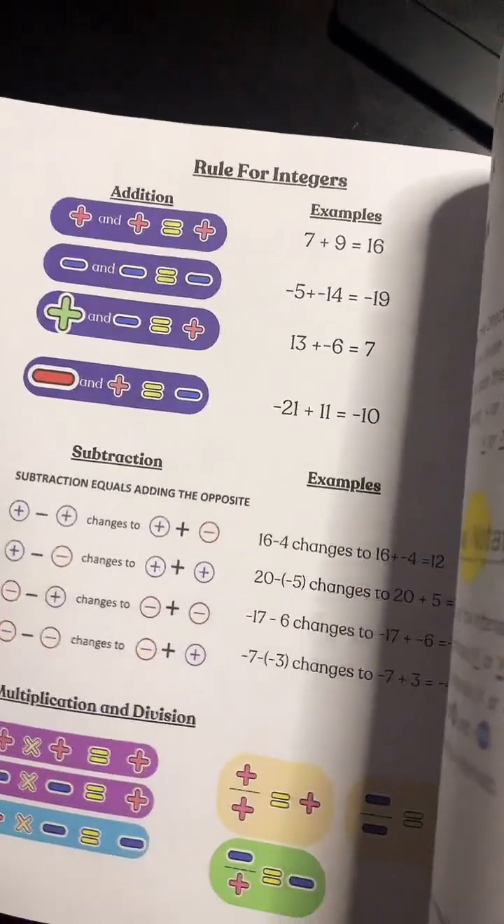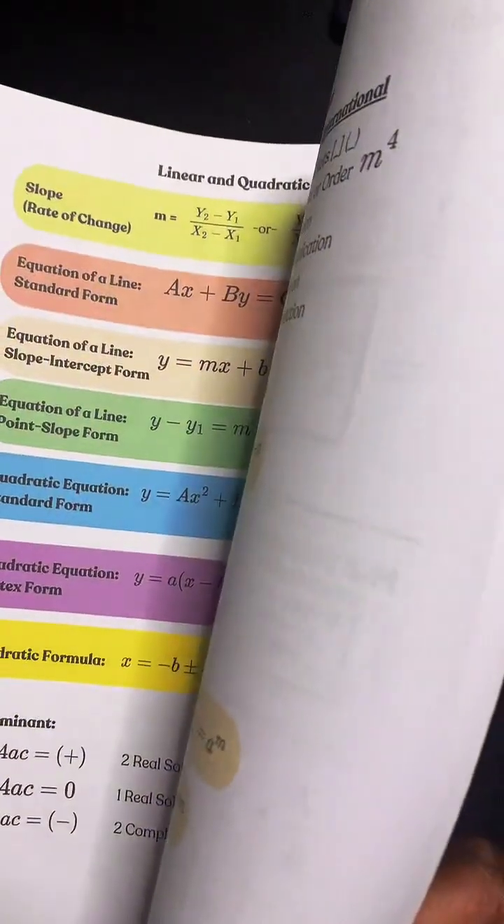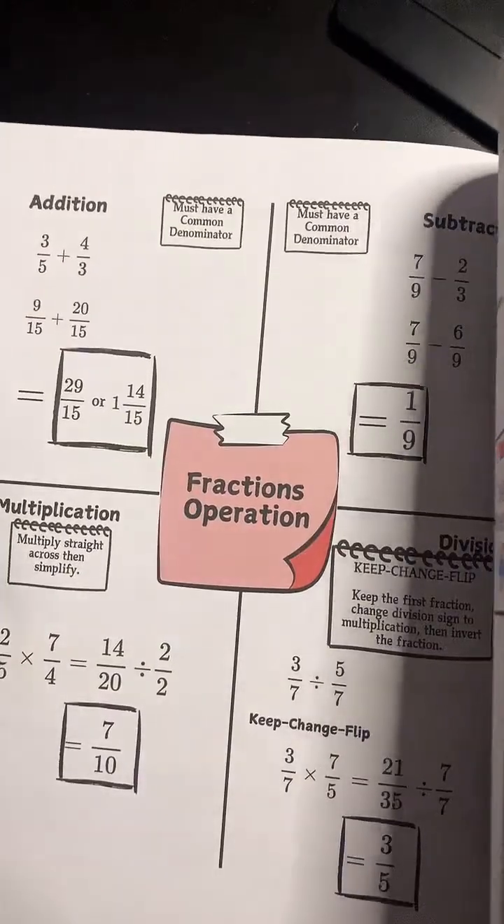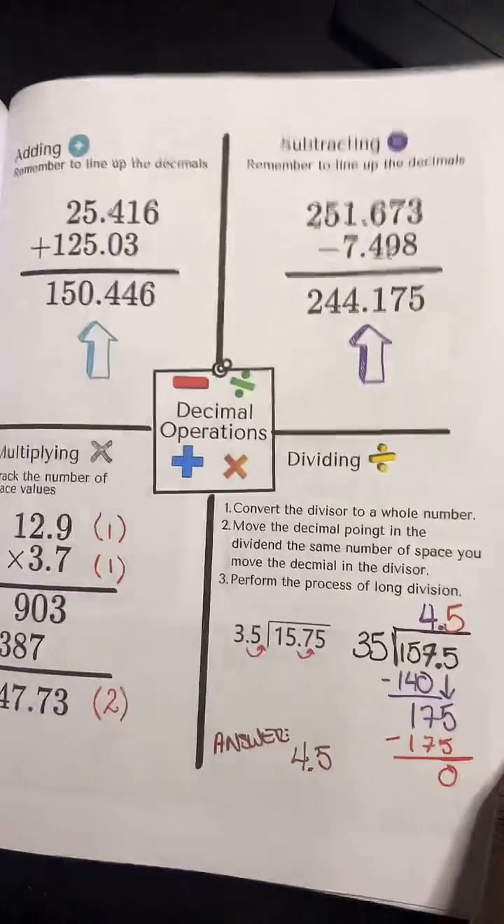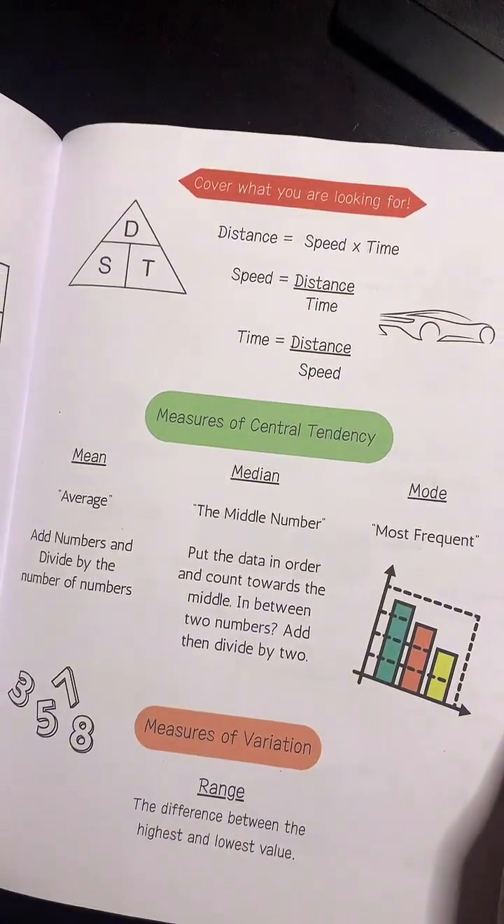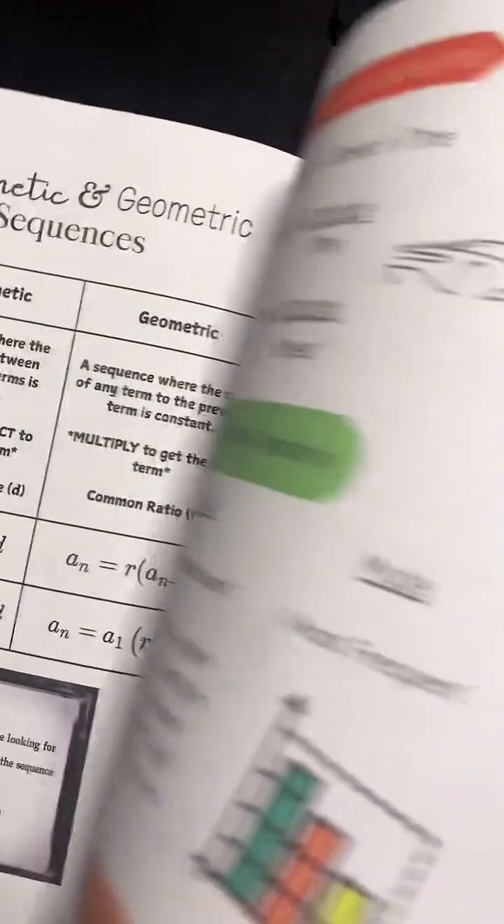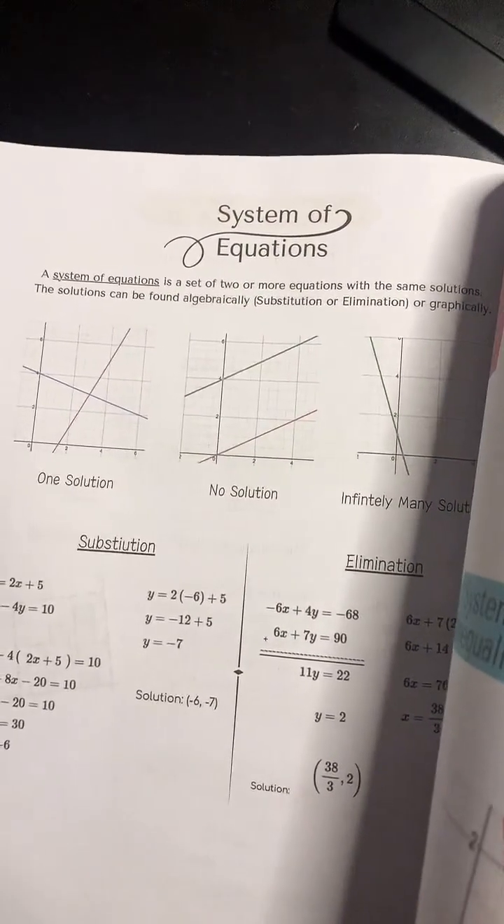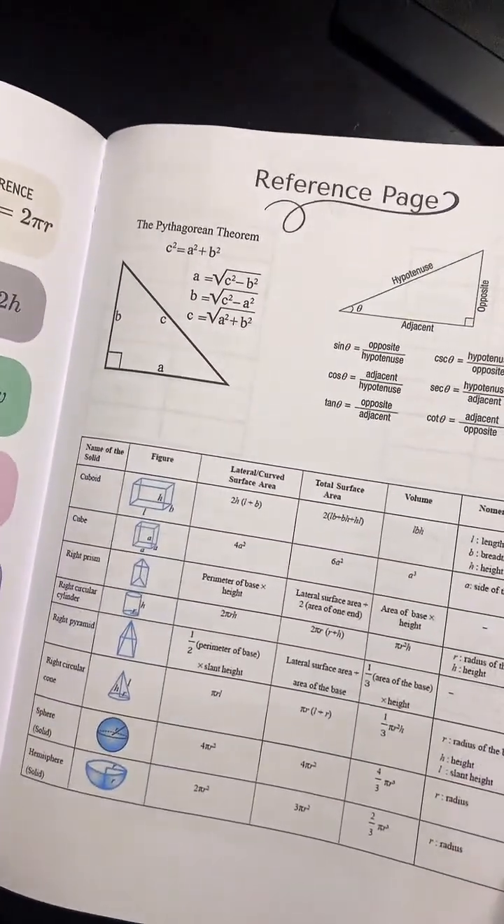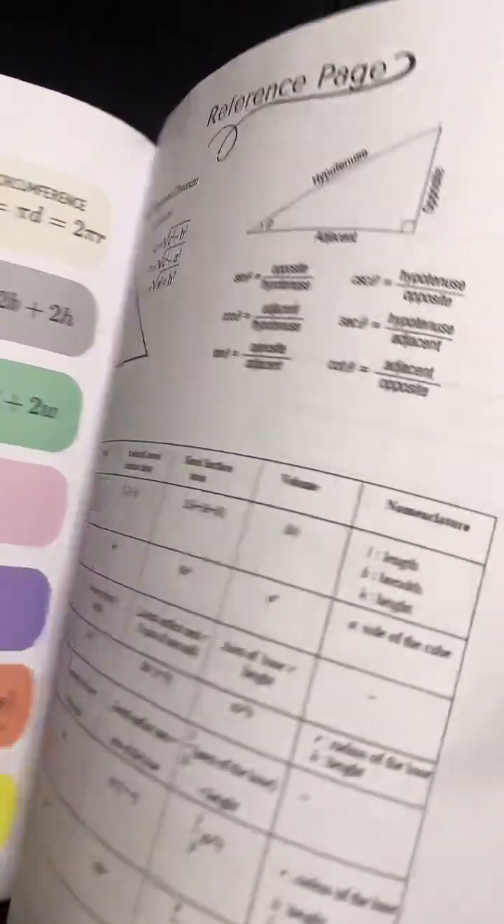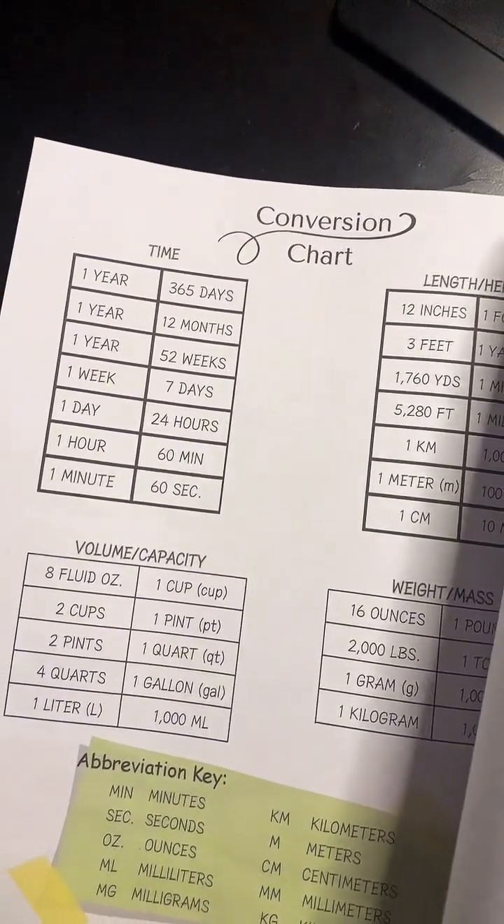If it's adding, subtracting, multiplying, and dividing, what are those rules that we generally keep forgetting? We have fraction operations. We have decimal operations. Also, the place value is there as well. We have distance and speed, measures of central tendency, also arithmetic and geometric sequence, system of equations, system of inequalities, graphing inequalities, Pythagorean theorem, trig, and then also your conversion chart.